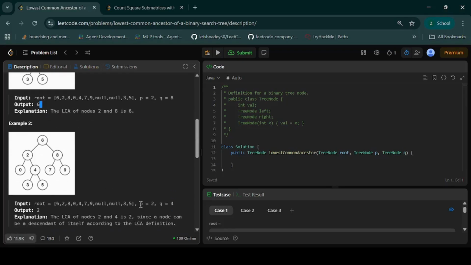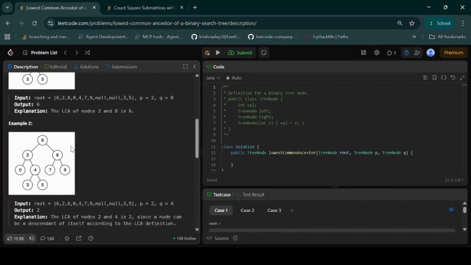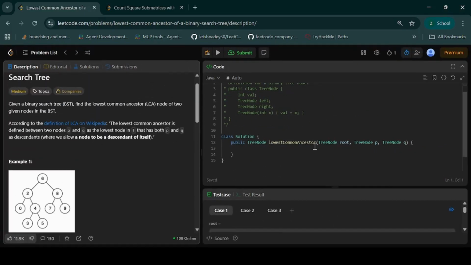And in this question, the two nodes are given as 2 and 4. And we can see that 2 is basically the parent node of 4. So it's actually the common ancestor between the two nodes. So we can just return 2. These two test cases are enough for us to solve this question.